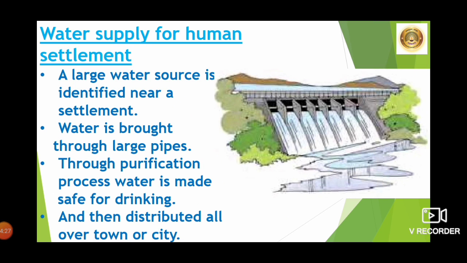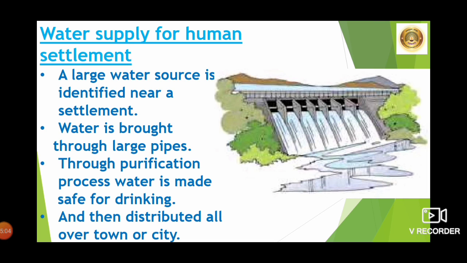Students, now we will see how water is supplied for human settlement. As we have learnt in our previous chapter, lakes, rivers, reservoirs are our sources of water. They are at a long distance from our house, so it becomes very difficult to collect water. And also, we don't know if the water is safe for drinking. So, that is why a large water source is identified near a settlement.